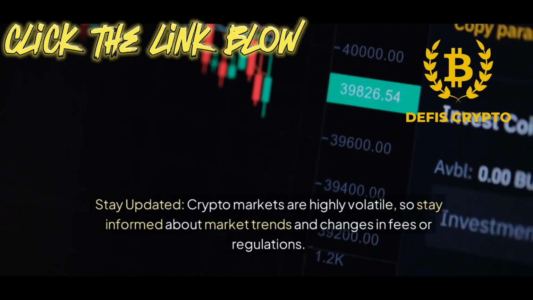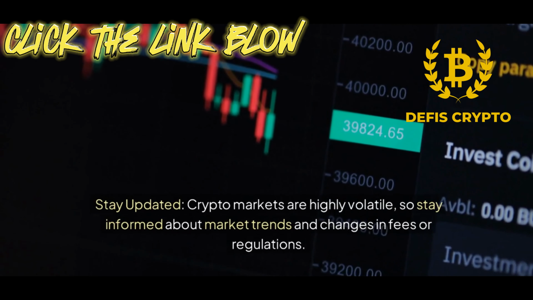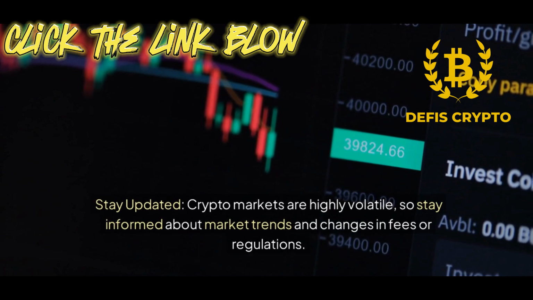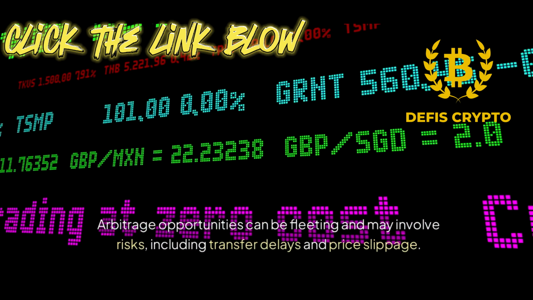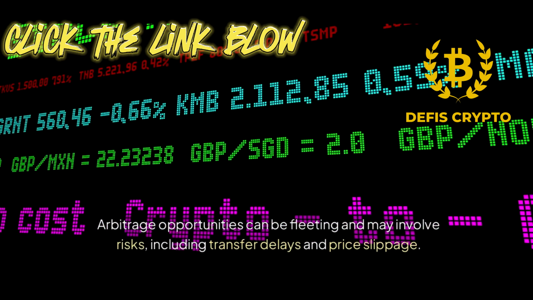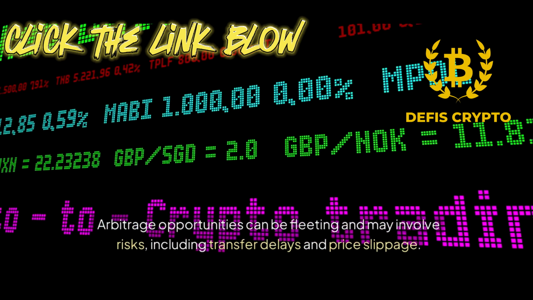Stay updated. Crypto markets are highly volatile, so stay informed about market trends and changes in fees or regulations. Arbitrage opportunities can be fleeting and may involve risks, including transfer delays and price slippage.